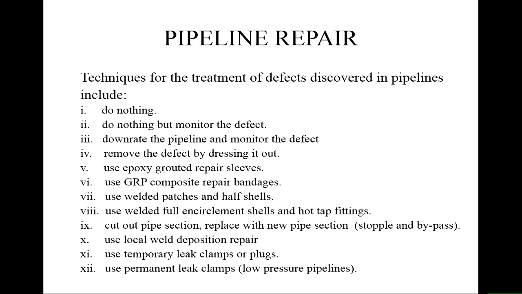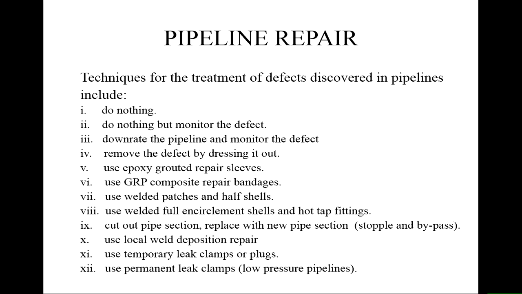Downrate and also monitor the defect. So if our calculations predict that under current operating conditions that defect will lead to failure, then the option is to downrate the pipeline, reduce the maximum operating pressure in order for the pipeline to cope with the new yield strength of the pipe, which was now reduced because of the presence of some defects.